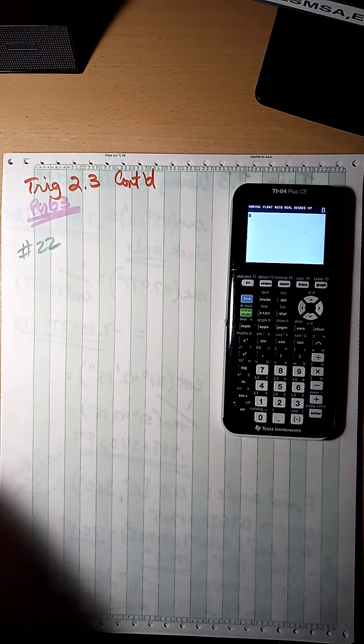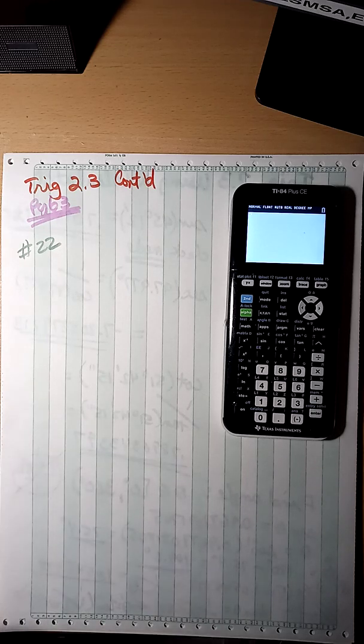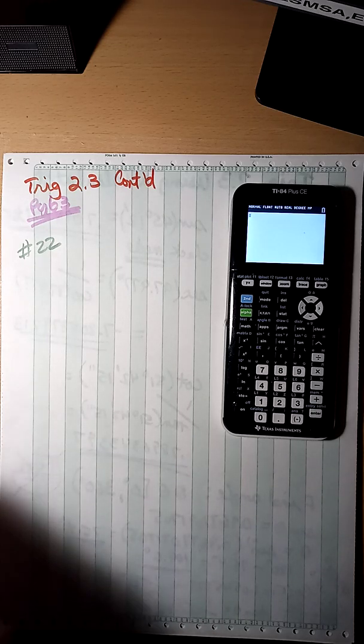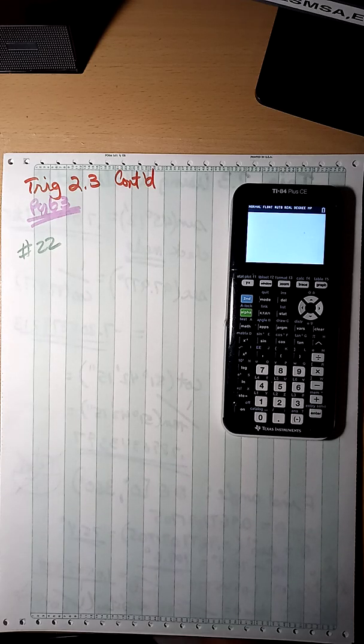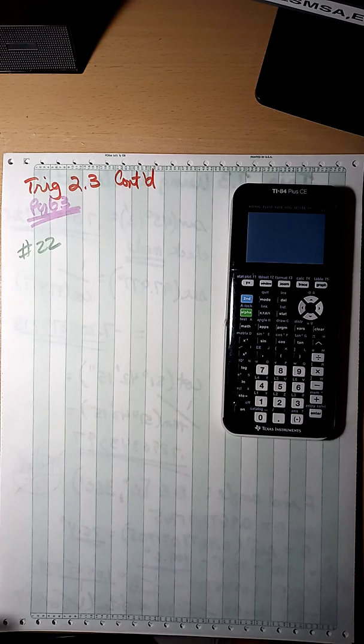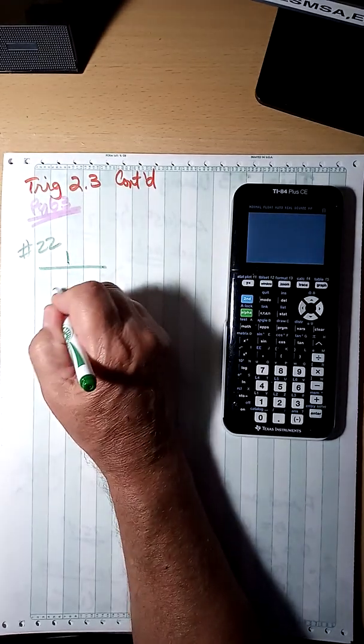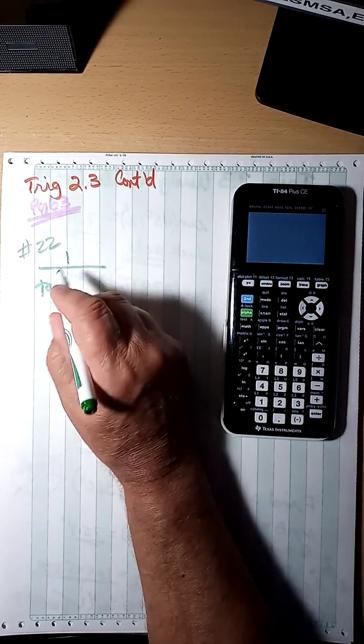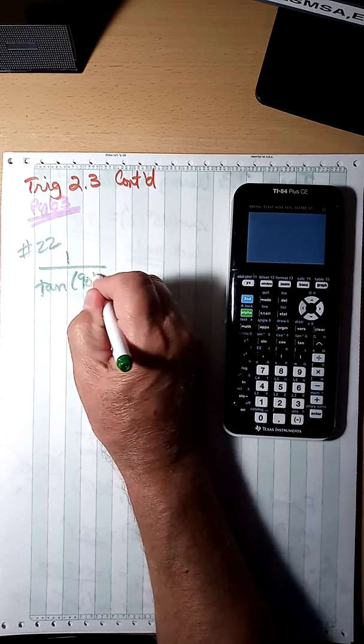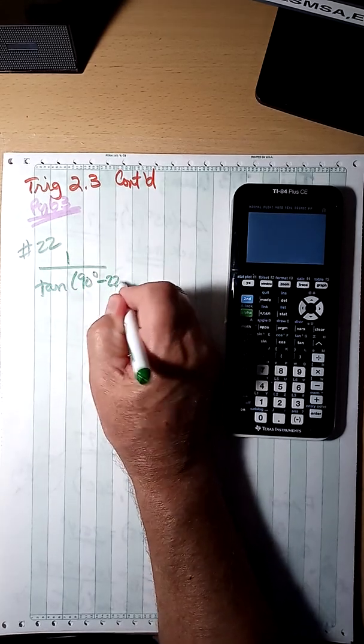Now, 22 says, use a calculator to find the decimal approximation for each value. Give as many digits as your calculator displays. Simplify the expression before using the calculator. What do they mean by that? Let's see. 1 over the tangent of 90 degrees minus 22 degrees.